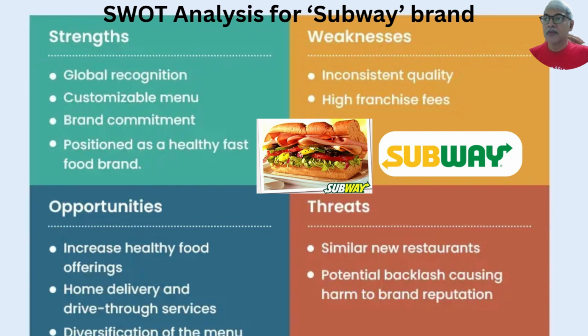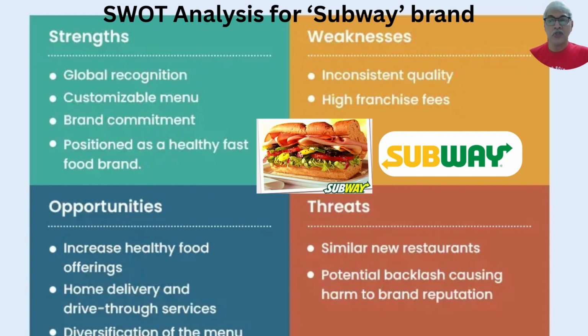What are the weaknesses? Sometimes in malls, in certain outlets, the quality might be slightly lesser, and in certain malls, if you need to place Subway over there, sometimes the fees that they charge might be very high. So these are certain weaknesses. Now there are threats also. That is, sometimes similar restaurants could also be there in the same area or in that same mall. And sometimes there could be a backlash causing some sort of harm to the reputation.